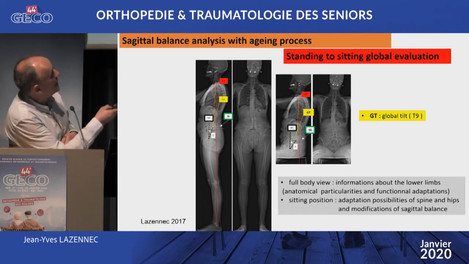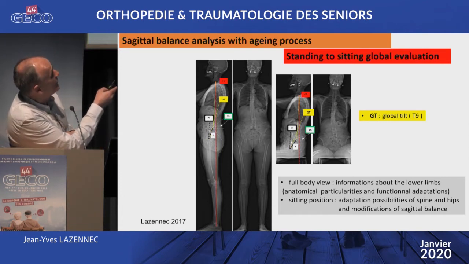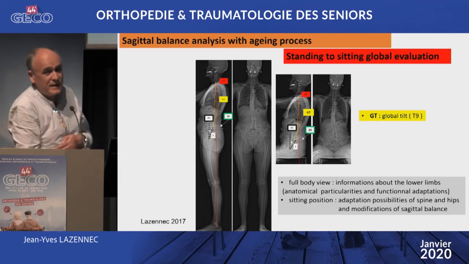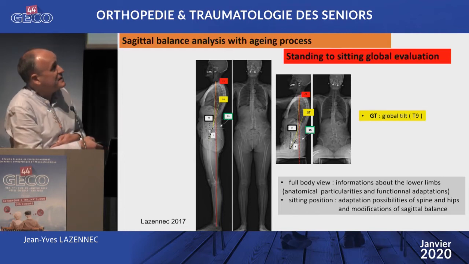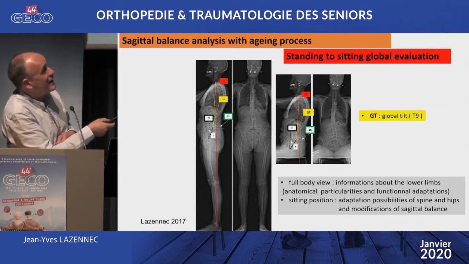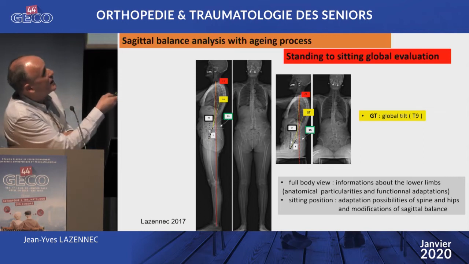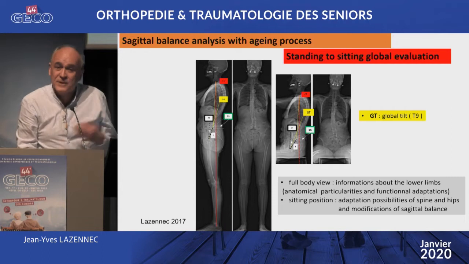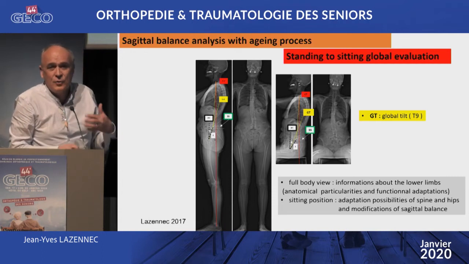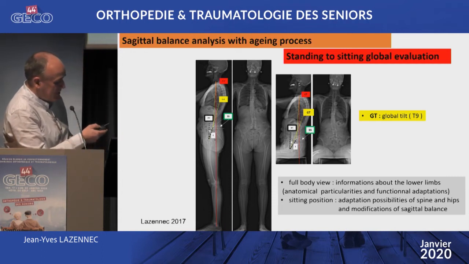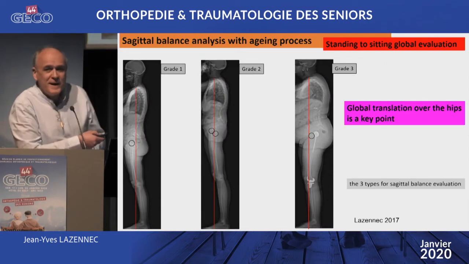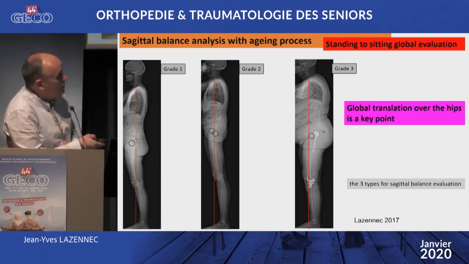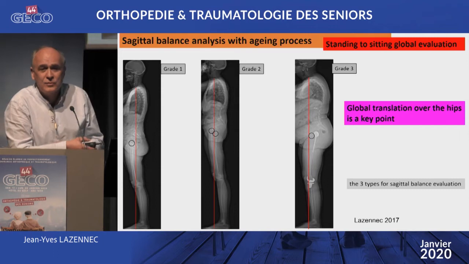So, 3 parameters: global tilt T9, pelvic tilt in black, and the sacrum slope. And I will deduct the latter. And we'll check on the next patient, so the global tilt, as we call it, at T9, and how the hip and the pelvis will respond. The pelvis is part of the spine, in our opinion, because it's important in the movement.